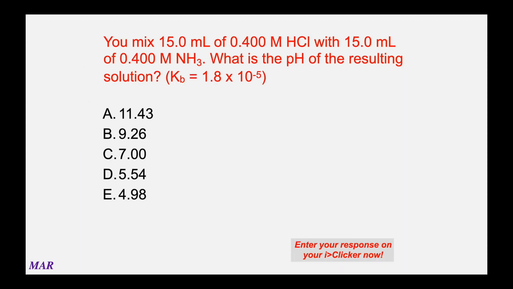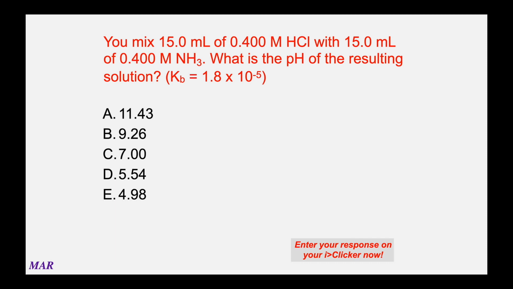In this question, we're mixing 15 milliliters of 0.4 molar HCl with 15 milliliters of 0.4 molar ammonia. What is the pH of the resulting solution? And there's a Kb value. This is the kind of problem that I'd like you to be able to do after you're done studying all this material. You've got 2 random acids and bases, you're putting them together, and you should be able to calculate the pH of the resulting solution.